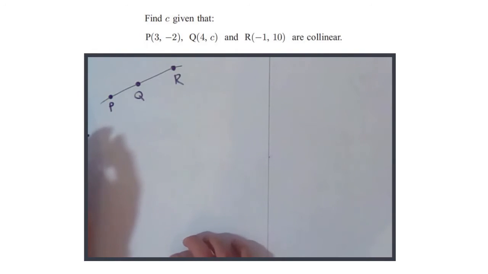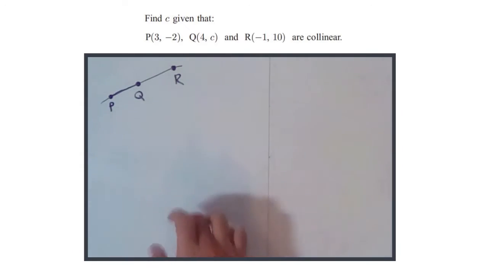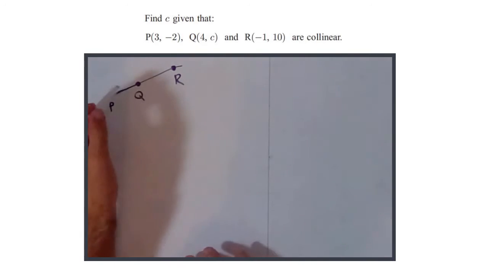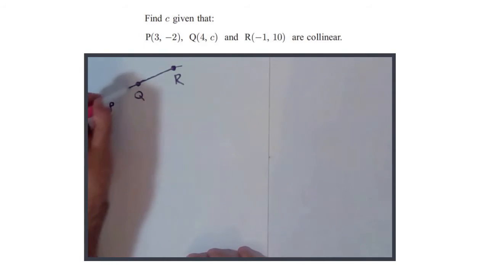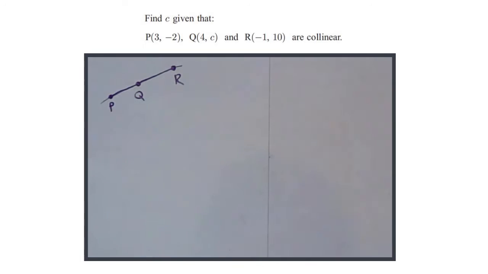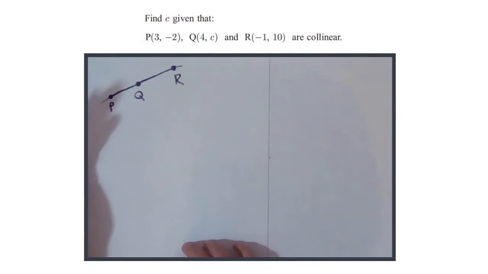So that being said, it means that the gradient of PQ will be exactly the same as the gradient of PR, which will be exactly the same as the gradient of QR. All three things that I could find a gradient between, from here to here, from here to here, or the whole bit, have exactly the same gradient, and you actually get choices. So I could find the gradient of PR.